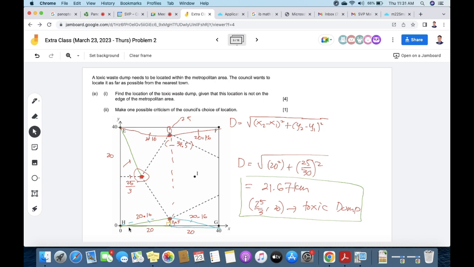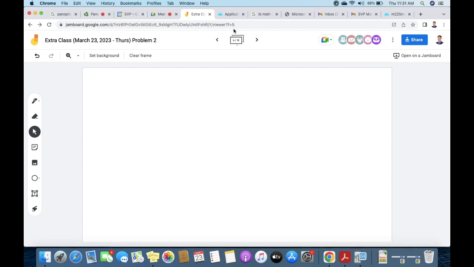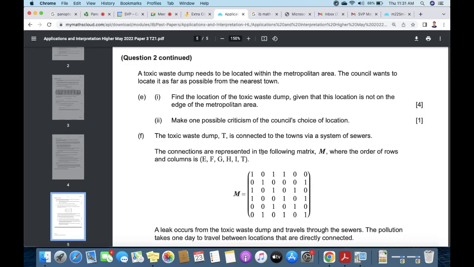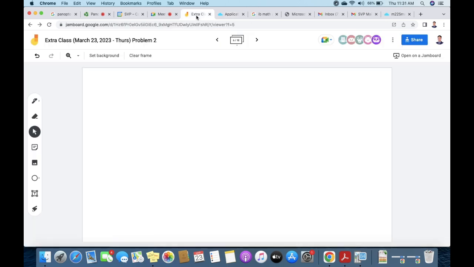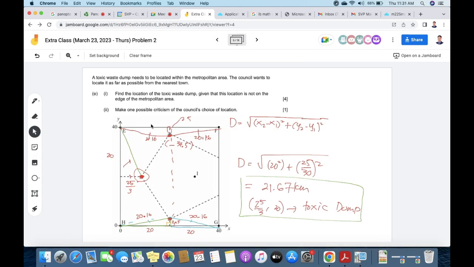All right, let's now head to the last set of questions before we go for a lunch break. The last set of questions involves another set of concepts, but I tell you, this one is not actually difficult. By the way, make one possible criticism. Sorry, there's still one question. Make one possible criticism of the council's choice of location.